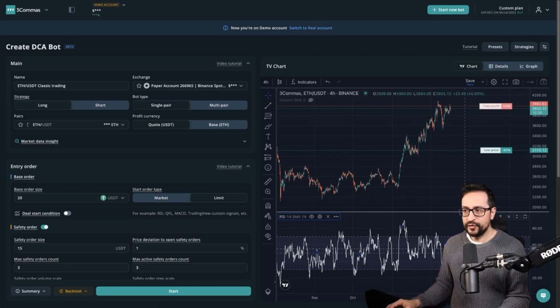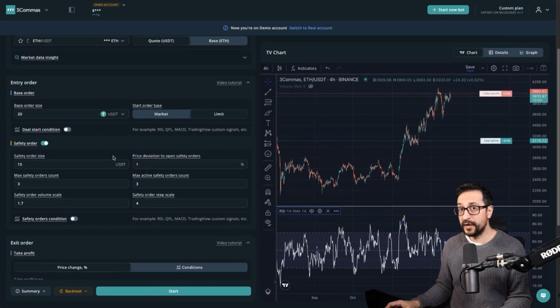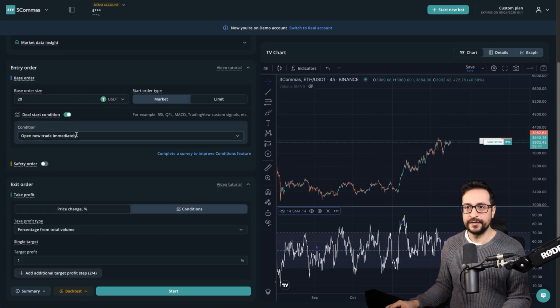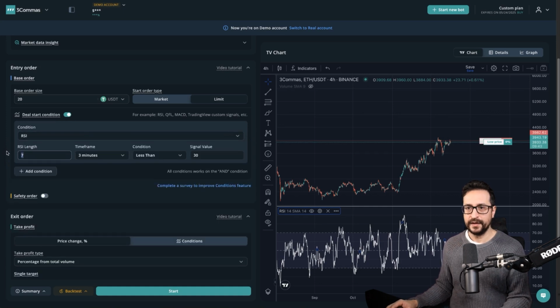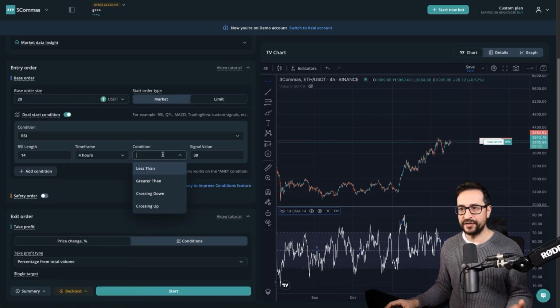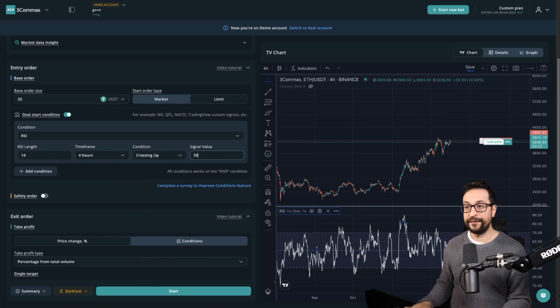So I'm gonna do something very simple. I'm gonna assume that Ethereum is gonna have at least a couple more months, maybe just one more month, repeating this kind of behavior, and set up a trading bot using my paper account, using some very basic parameters. And for that, I'm gonna focus mostly on the entry and the exit. I'm gonna enable the deal start condition and look up RSI, set it with 14, matching what I have in the chart on the right hand side, as well with the 4 hour, and using the entry crossing up the level of 50 in this case.